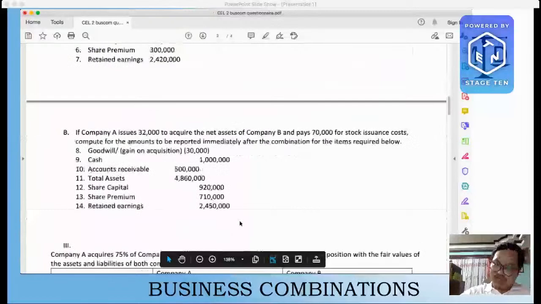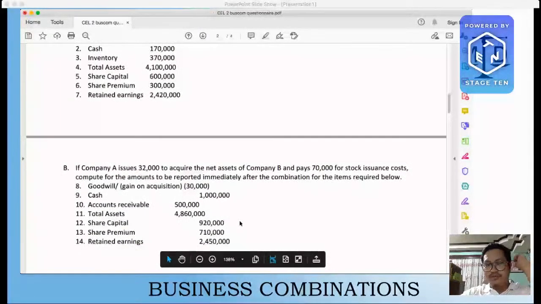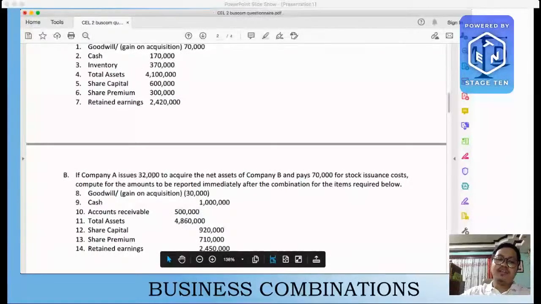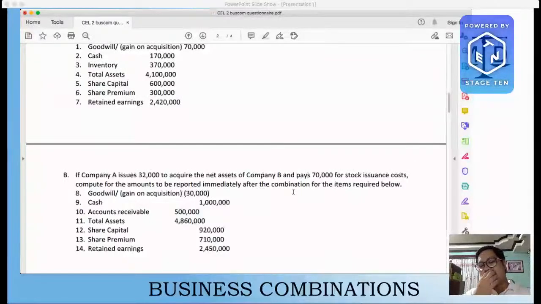Okay, so focusing now on the second scenario for our first illustration, class, Company A issues 32,000 shares to acquire the net assets of Company B and pays 70,000 for stock issuance cost. As I have mentioned, the stock issuance cost is going to be deducted from the resulting share premium from the issuance of the shares. When you record the 32,000 shares issued to acquire Company B, it should already be net of the 70,000. But remember, class, that the 70,000 stock issuance cost had to be paid in cash.